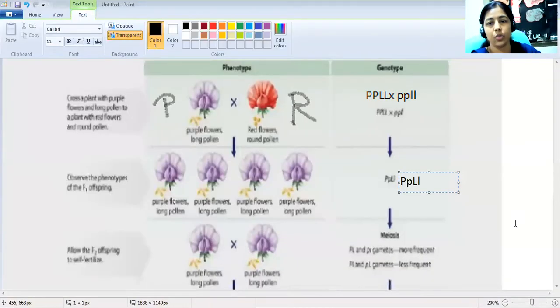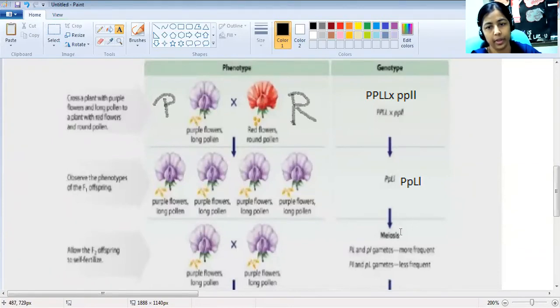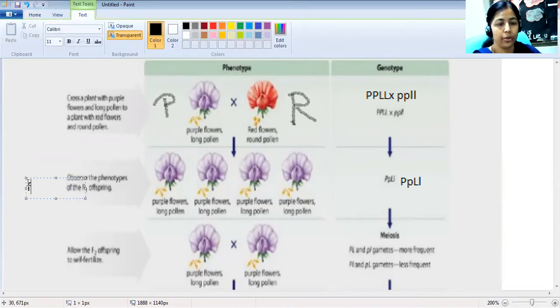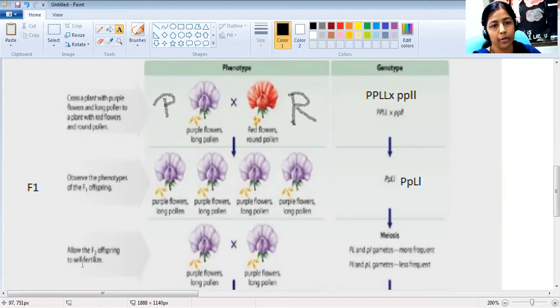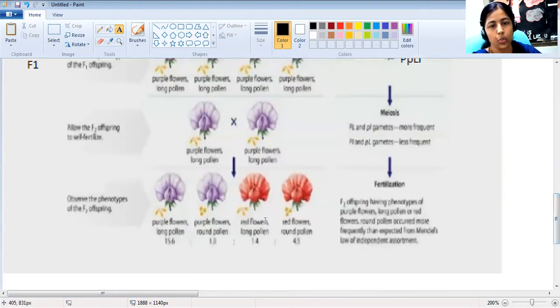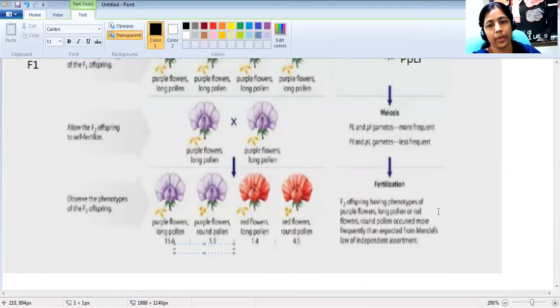So here this combination occurs during meiosis. Okay? So here the F1 offspring. The F1 offspring here, the formation of the next generation, which allows in the F2 offspring the formation of the purple flower, which was again crossed between purple long and purple long, and which gave rise to 15 different combinations. Okay.